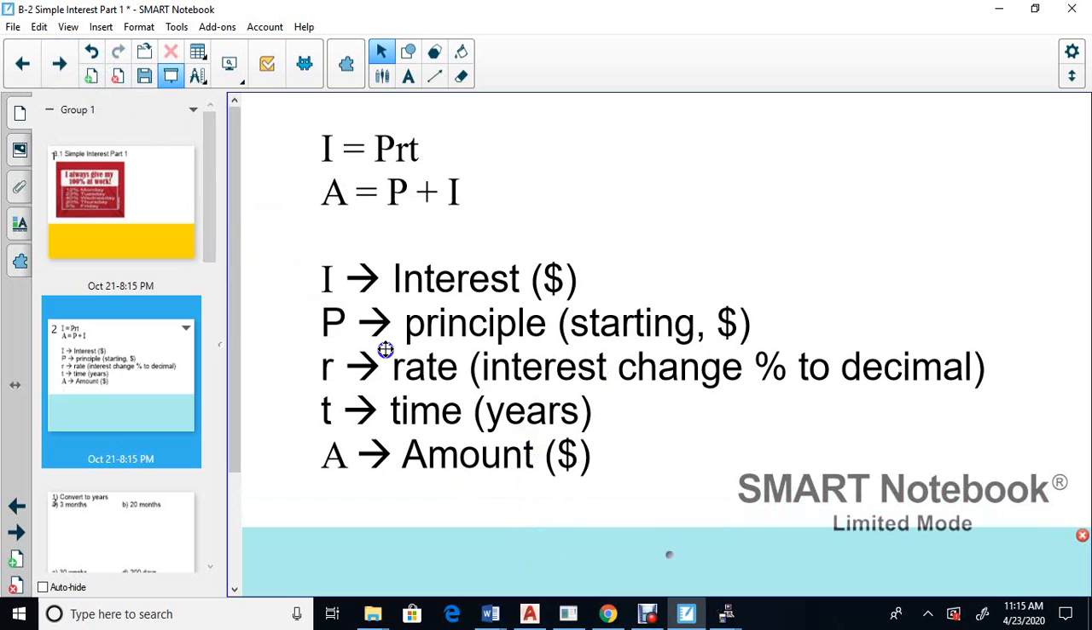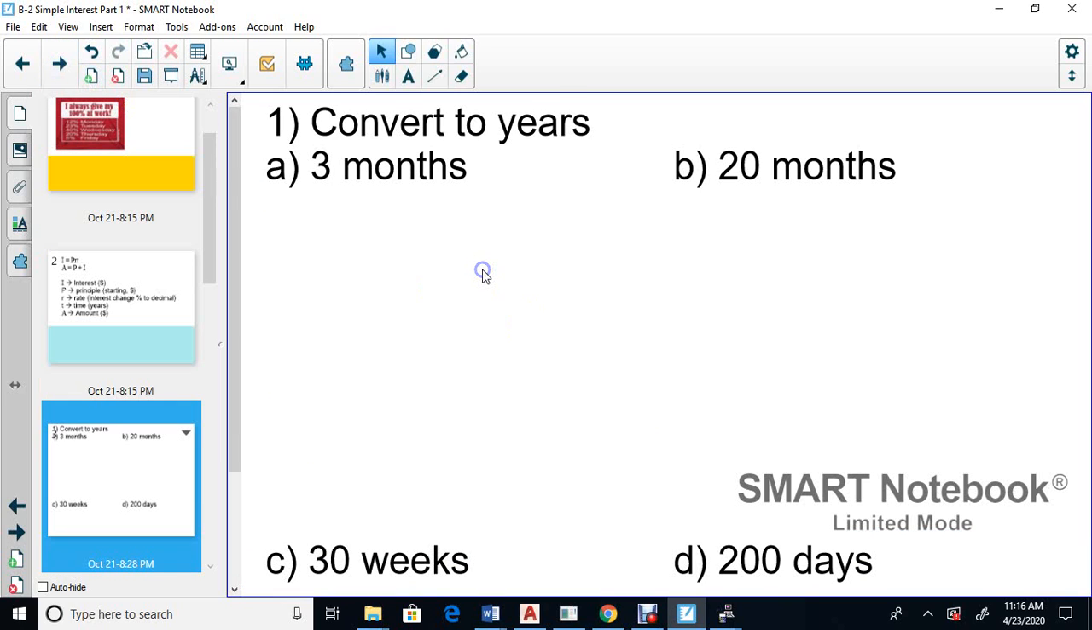Okay, now the key here is time has to be in years. So I could give you time in months or another value, and you have to convert it to years. So we're going to first practice our conversion to years. So let's take a look. 3 months. So there are 12 months in a year. To figure out what that is in years, you take 3.